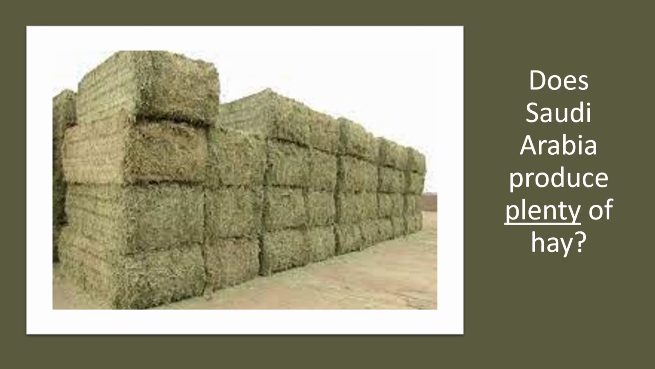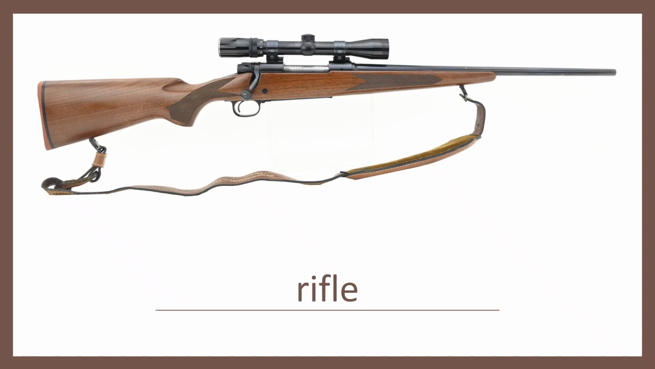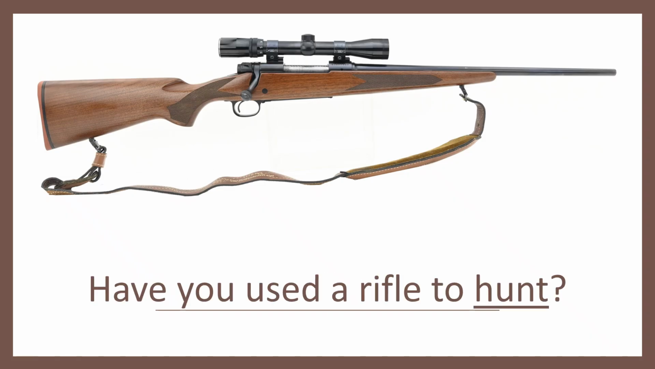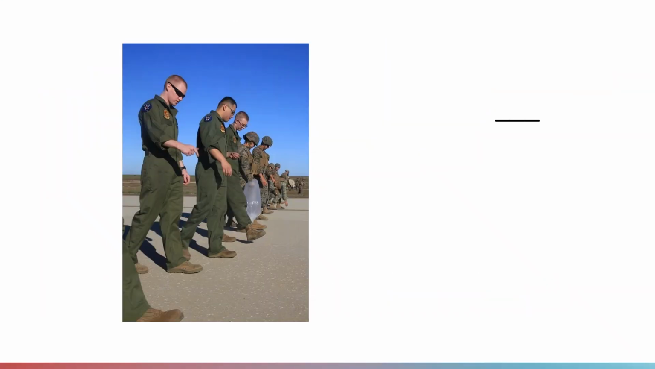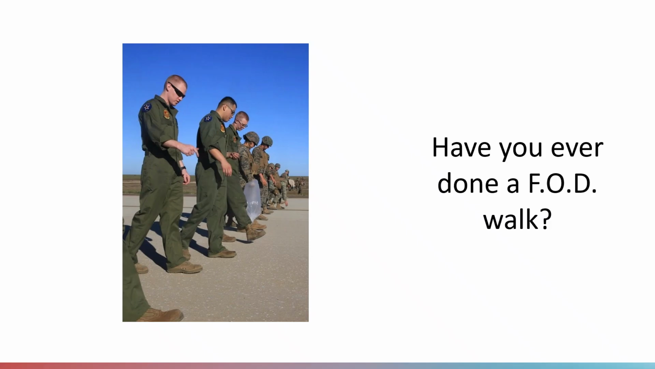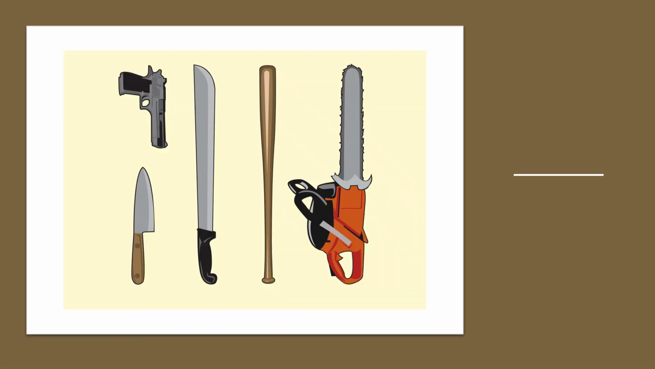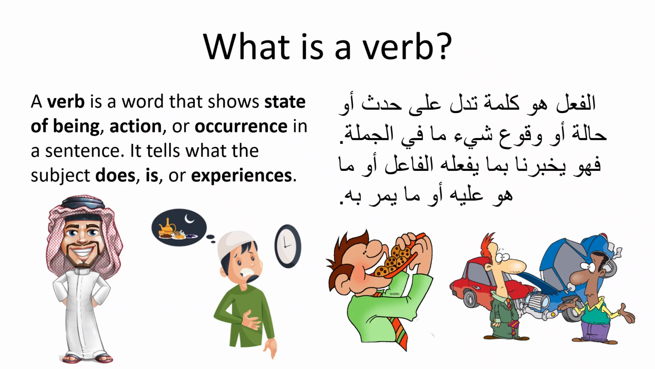Plenty. Does Saudi Arabia produce plenty of hay? Rifle. Have you used a rifle to hunt? Walk. Have you ever done a walk? Weapons. What is a verb? A verb is a word that shows action, state of being, or occurrence in a sentence. It tells what the subject does, is, or experiences.